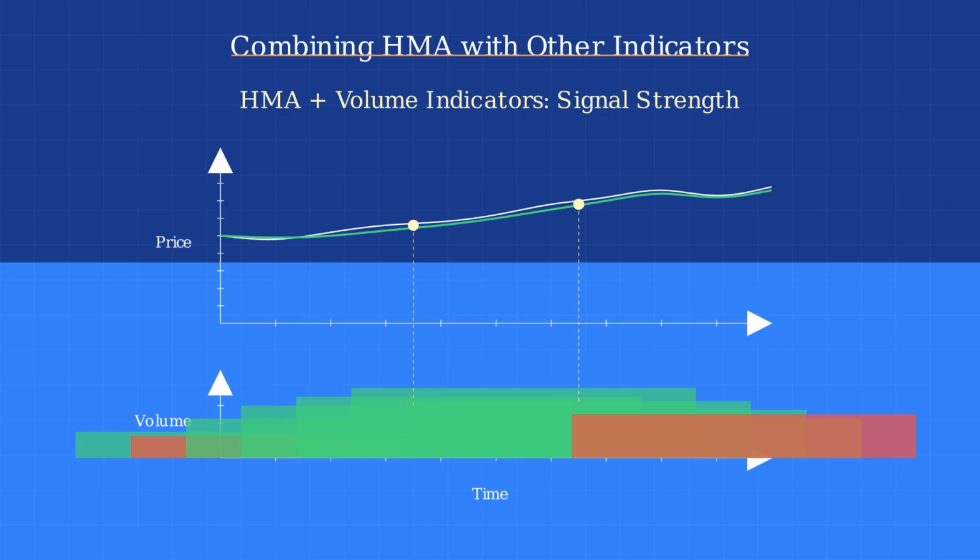The strongest signals occur when the HMA changes direction, accompanied by above-average volume. These high-volume confirmations significantly improve trade success rates.